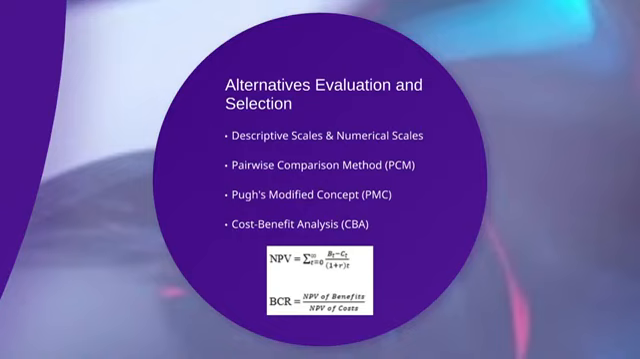We have also another method, which is Pugh's modified concept. This concept is also very important, where it creates a set of criteria and options, and they are scored and added up to achieve a total score, and then can be ranked afterwards. And it involves also the idea of weighting the criteria. The last and most important evaluation method, of course, is the cost-benefit analysis.